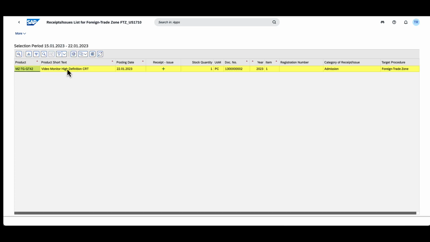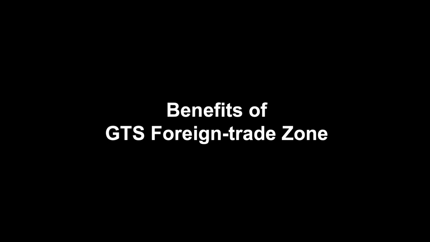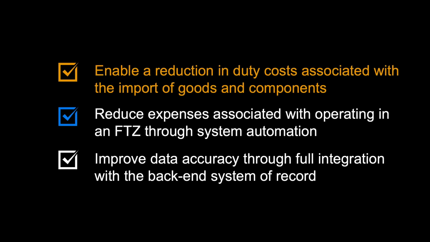Mission accomplished. Let us end by repeating some of the benefits of Foreign Trade Zone support in GTS. First, it will enable a reduction in duty costs associated with the import of goods and components. It will reduce expenses associated with operating in an FTZ through system automation. And finally, your business can improve data accuracy through full integration with the back-end system of record.